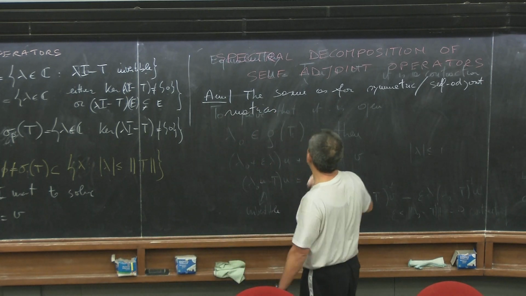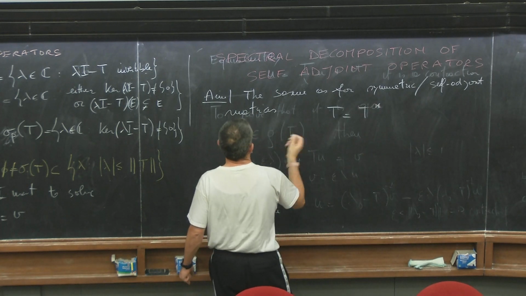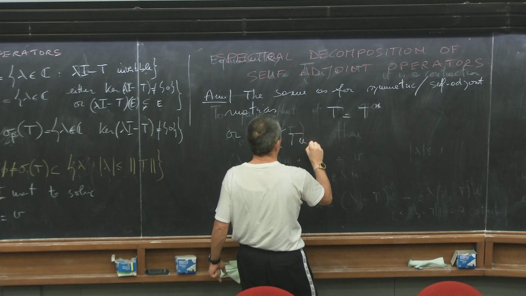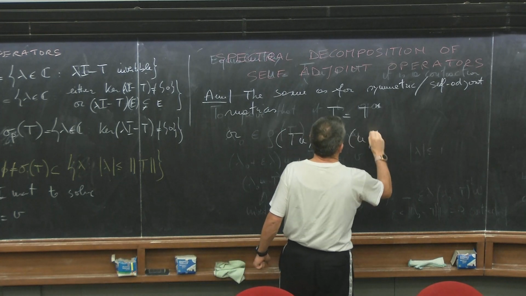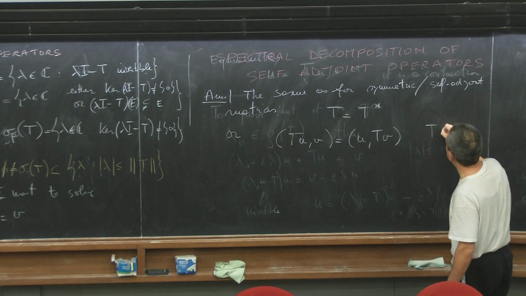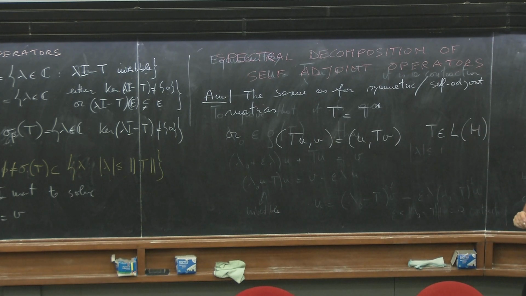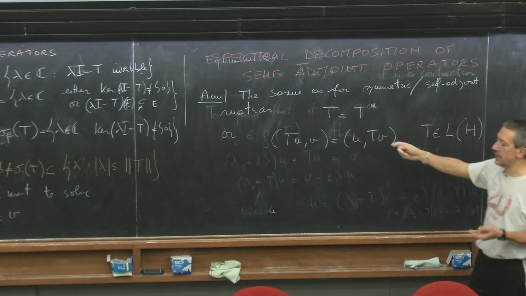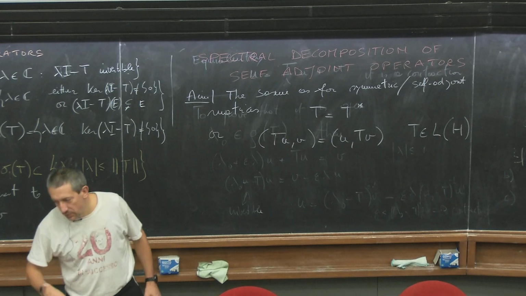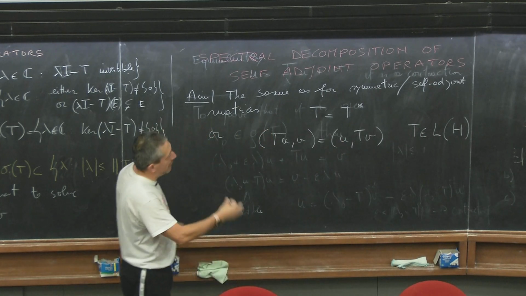So it means that T is equal to T star, or equivalently, since we are in a real setting, <T u, v> = <u, T v>. But now you see that in order to write this, I need that T is an operator on a Hilbert space. Otherwise, they act on different spaces, and the notion is meaningless.